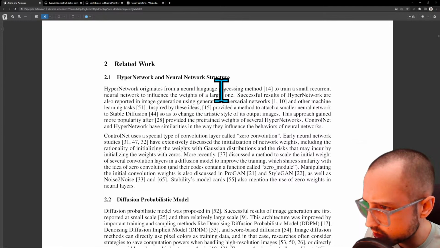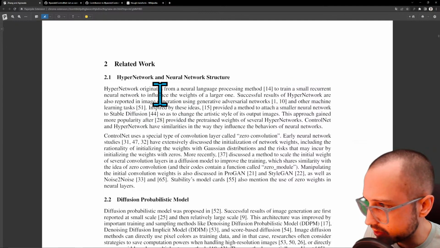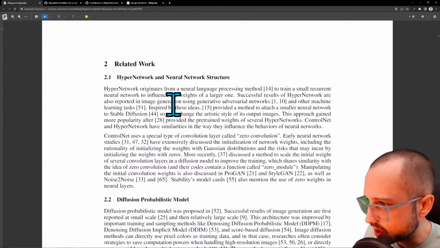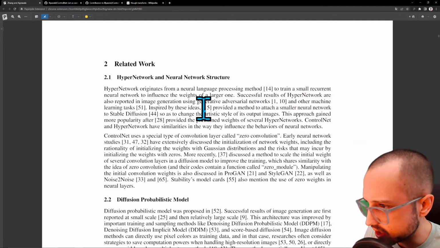So it seems like this is actually where they're getting that weird setup. The original paper where they have this setup is called hypernetwork. And it's originally from natural language processing, to train a small recurrent neural network to influence the weights. Successful results of hypernetwork are also reported in image generation using a generative adversarial network. Okay, so it seems like people did use this in GANs back in the day as well, and other machine learning tasks.